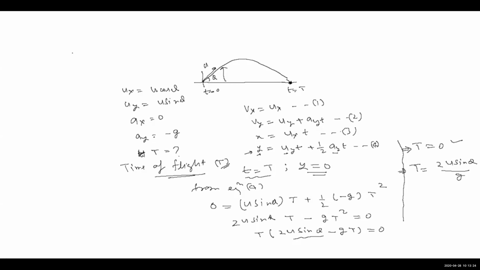We know, since we are throwing the particle from y equals 0, so obviously at T equals 0, y is also 0. We are not interested in that. We are interested in when it will land. This is not the landing time, this is the throwing time, the projectile time. Landing time is going to be this one. So I get the value of time of flight as 2u sine theta upon g.